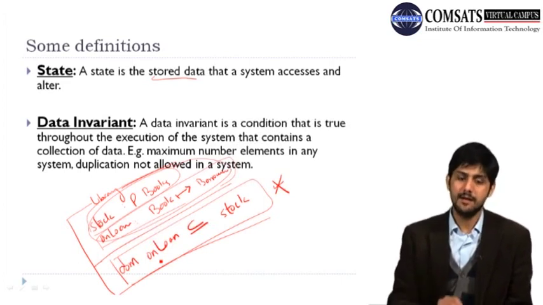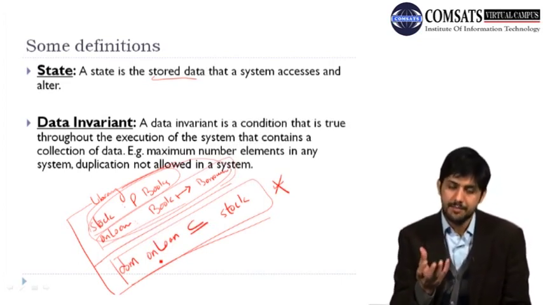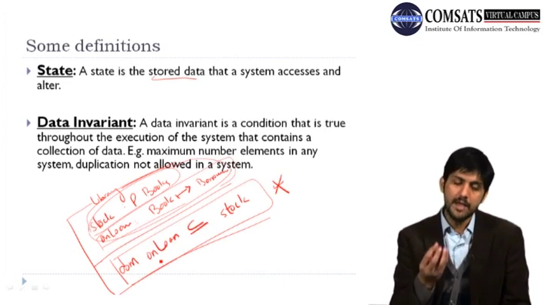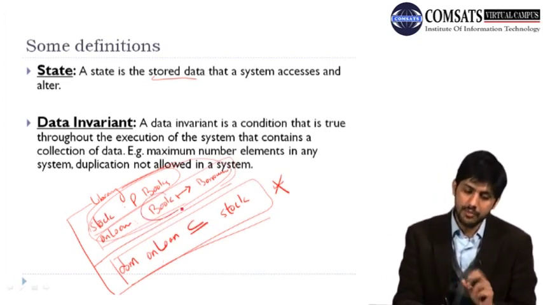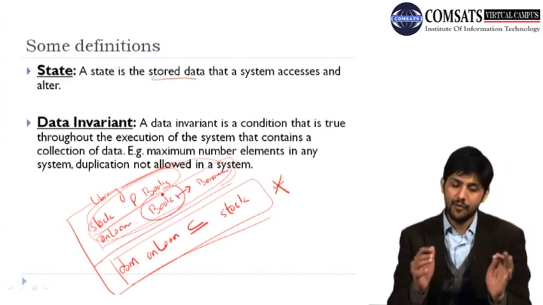So that's why this condition, this data invariant, is important, that it says that the domain of on-loan books is included in the stock. When we say domain of on-loan books, it will return the set of all the books.